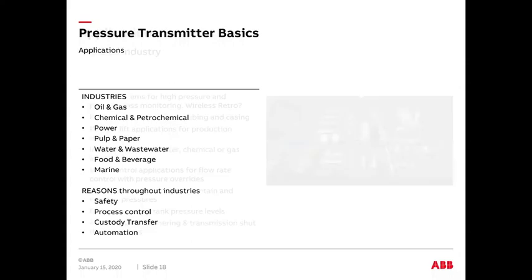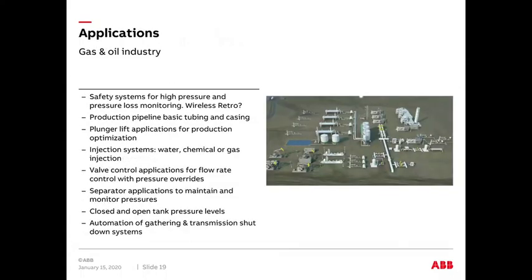So in the gas and oil industries, I'm not going to read through all of these, but here's a layout of a site in the field where you're going to have safety systems. You're going to have some basic pipeline, tubing, and casing measurement. You can get into plunger lift, which I'll talk a little bit more about. Valve controls: we take these pressure signals into a unit that then does something with that, controls something, opens and closes a valve, or those types of things.